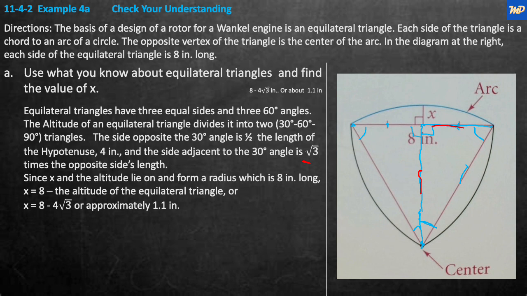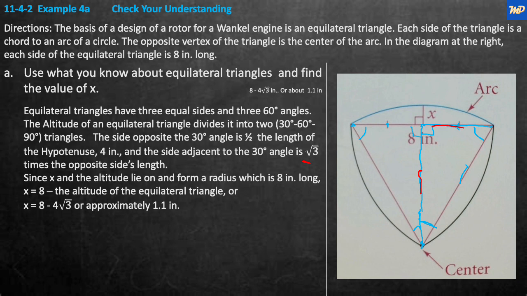I'll read that again now. The side opposite the 30-degree angle is half the length of the hypotenuse, which is 4 inches, and the side adjacent to the 30-degree angle is square root of 3 times the opposite side's length. Okay, so it's 4 square roots of 3.